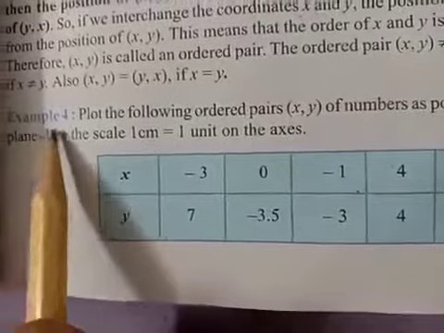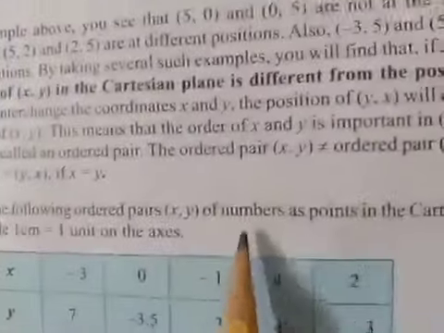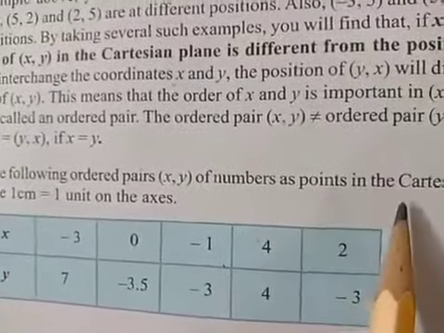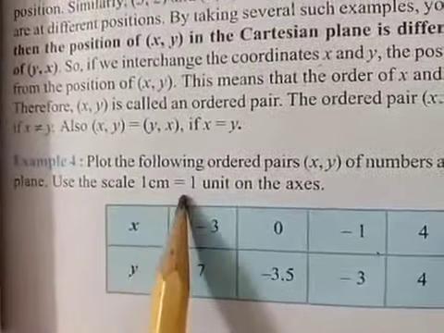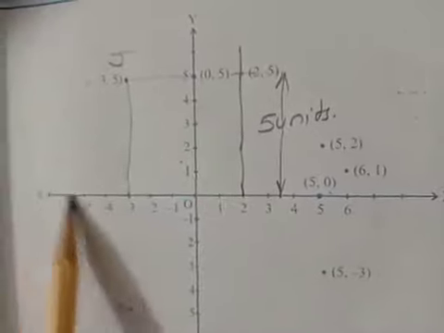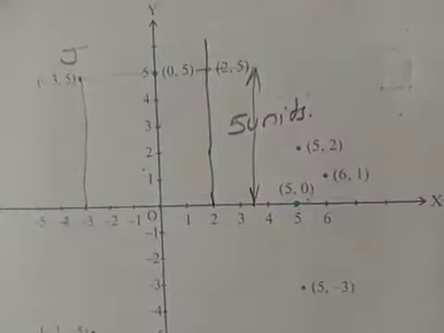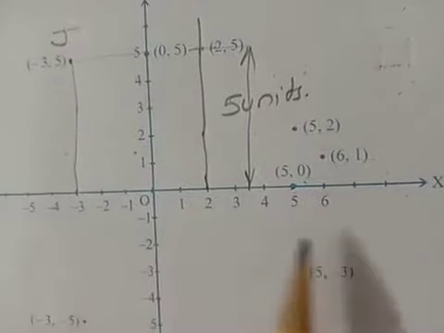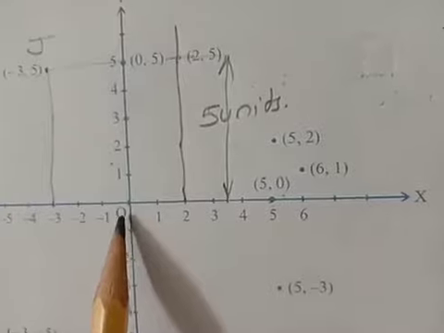Now let's see this example 4. Plot the following ordered pairs x, y of numbers as points in the Cartesian plane using the scale 1 centimeter equal to 1 unit on the axis. So first what you will do, you will take a graph paper, draw the x-axis, a horizontal line, and the vertical y-axis. Name them x, x dash, y, y dash, and the origin where they meet, point O.